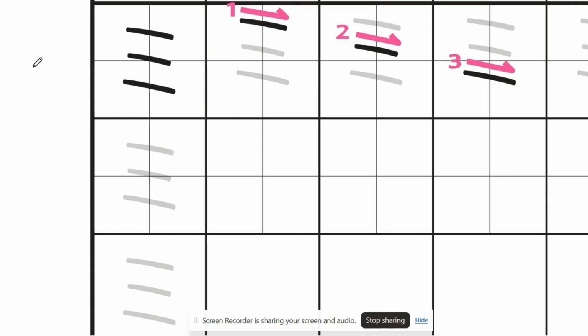The next character is mi. This is mi. So this character has got three strokes. The first stroke is like this, the second stroke is like this, and the third stroke is like this. I'll show it again. The first stroke is like this, the second stroke is like this, and the third stroke is like this. This is mi.